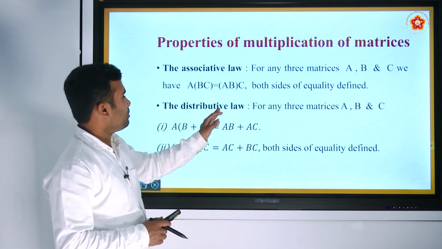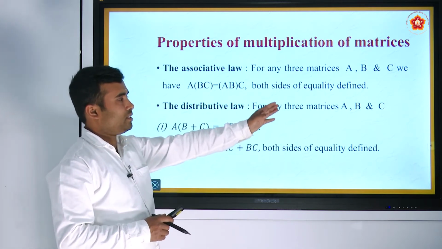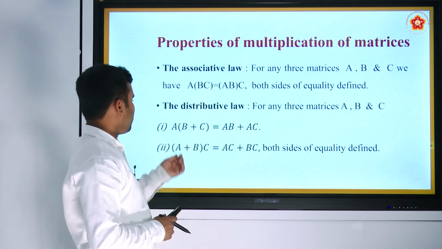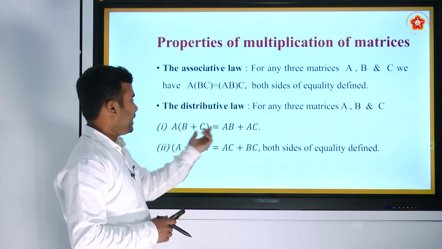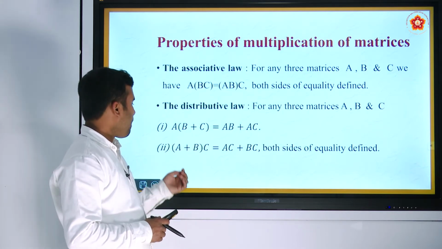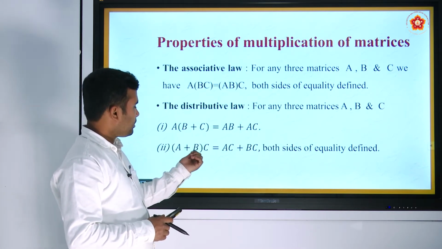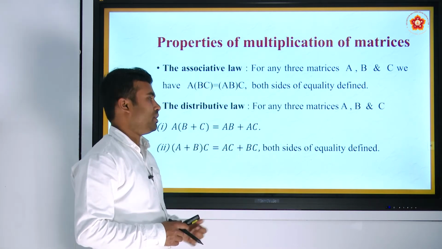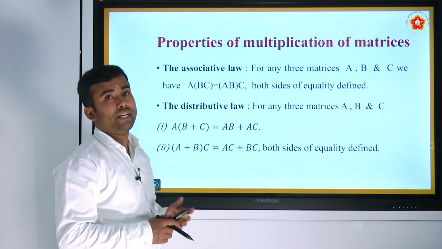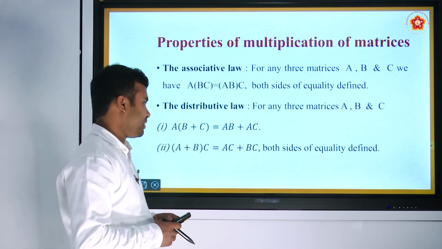The distributive law: for the matrices A, B and C, A into B plus C is equal to, you just multiply A to each, A into B plus A into C. And another one is A plus B into C is equal to A into C plus B into C. Hence here again the equality on both sides should be defined.